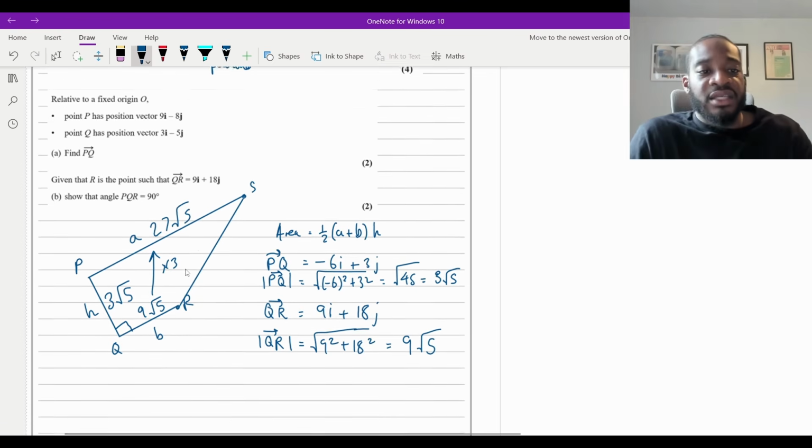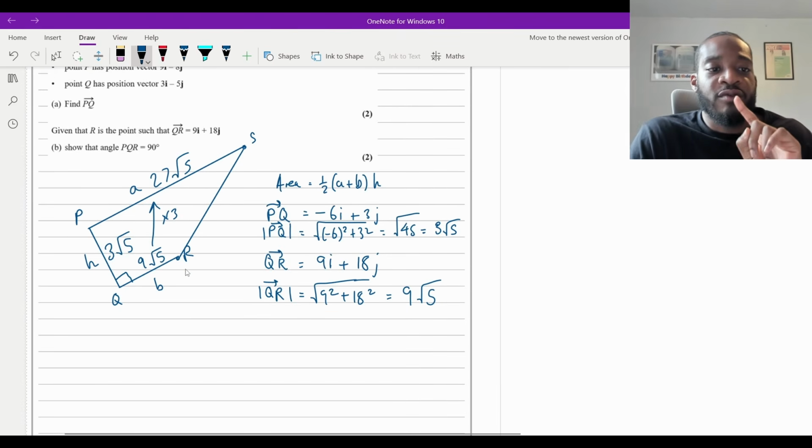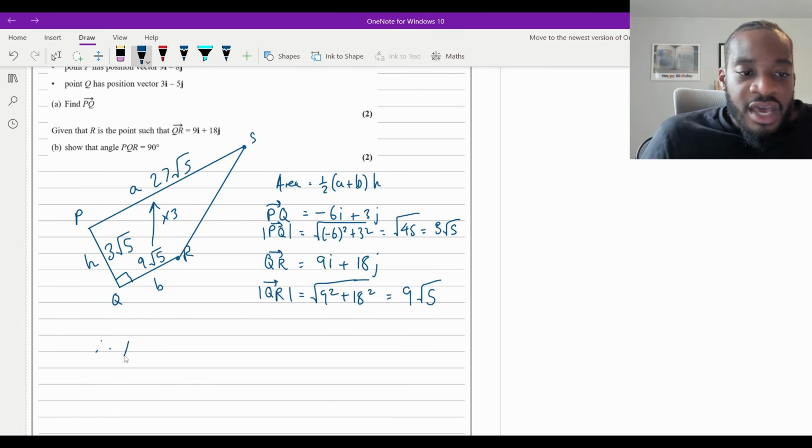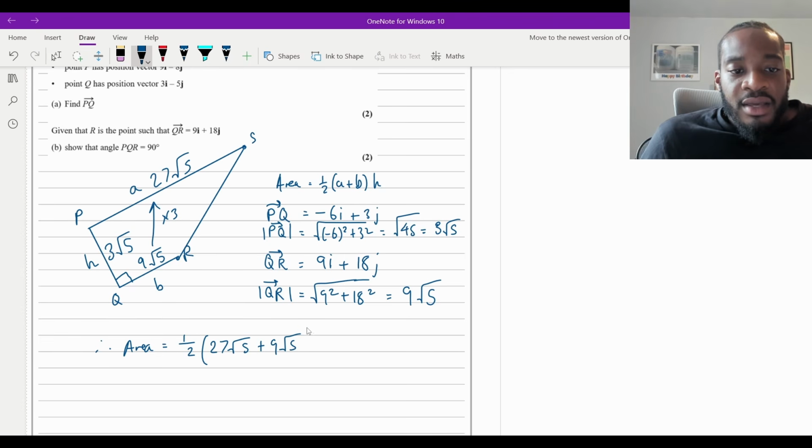So now we've got everything we need. We've got A, 27 root 5. We've got B, which is 9 root 5. We've got the height, which is 3 root 5. So therefore the area is going to equal 1/2 times A plus B, so 27 root 5 plus 9 root 5, times the height, which is 3 root 5.